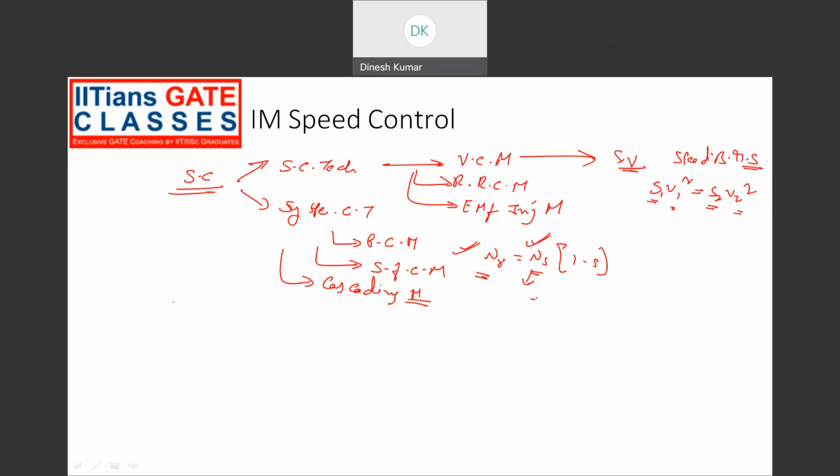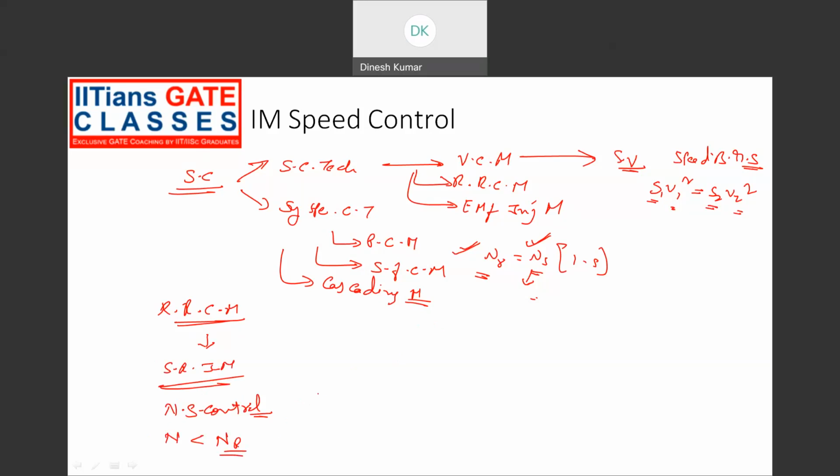Next one is the rotor resistance control. In this method, the rotor resistance is varied by inserting an external resistance into the rotor circuit. This type of method is suitable only for a slip ring induction machine, because there we have a provision to add an external resistance to the rotor circuit. So this method is suitable for a narrow speed control, and this is also used for speeds below rated speed.